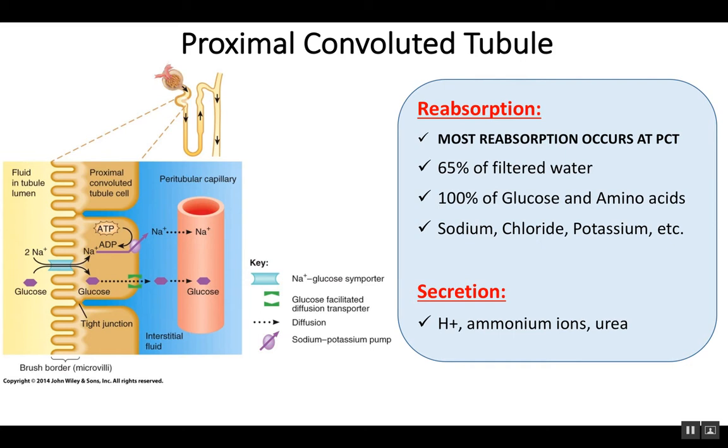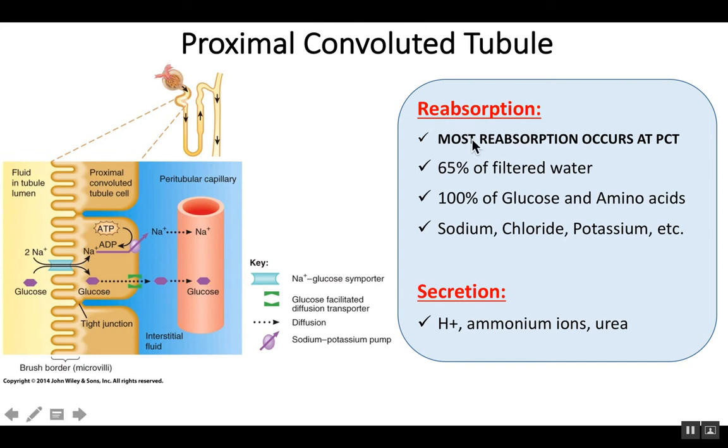So for each part of the nephron, I want you to think, what is it known for? What's the PCT known for? What is the proximal convoluted tubule known for? What is the descending limb of the loop known for? What is the ascending limb known for? What is the distal convoluted tubule known for? What is the collecting duct known for? So that's basically the next few slides we're going to do. So what is the PCT known for?